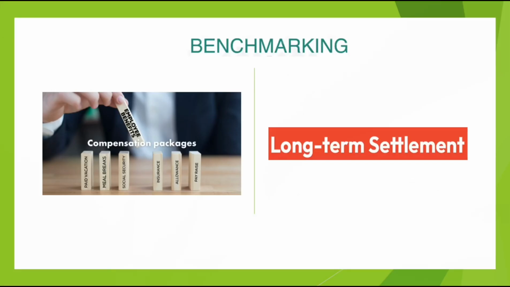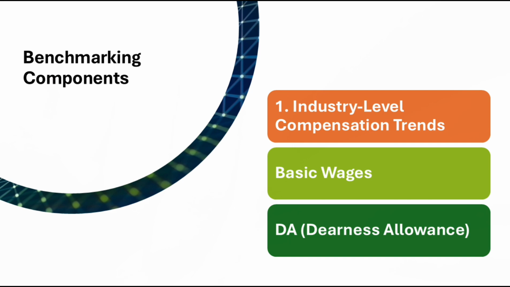When benchmarking long-term settlements in cement companies, you're essentially evaluating the effectiveness, competitiveness, and fairness of compensation packages, especially post-wage agreement settlements with unions or workers' associations over a long horizon, typically 3 to 5 years. The following components should be considered for a robust benchmarking exercise. Point number one, industry level compensation trends.